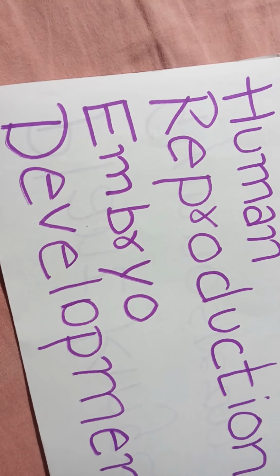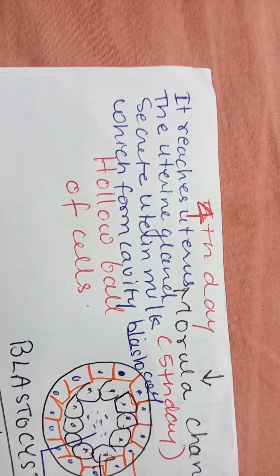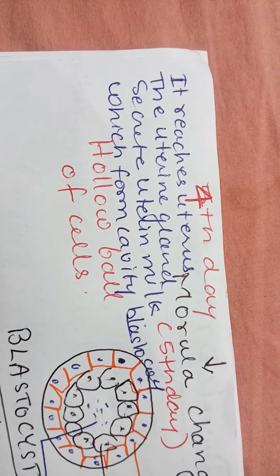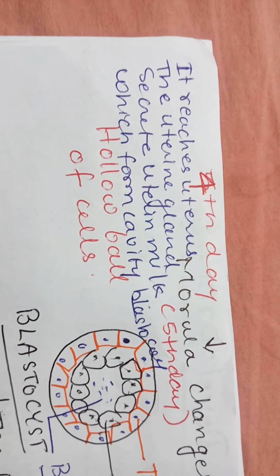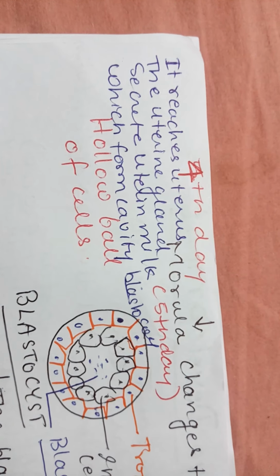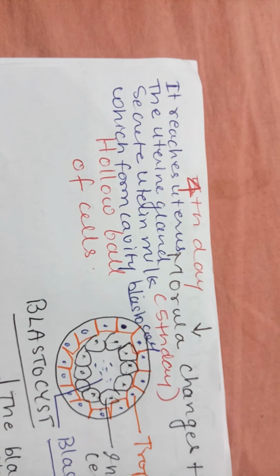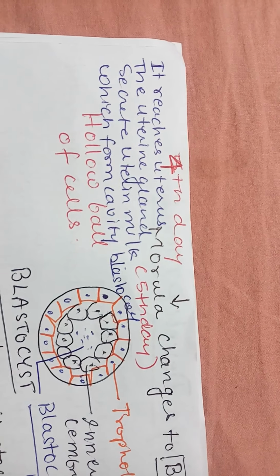Now on the next day, the 4th day, it reaches the uterus, and the uterine glands secrete uterine milk, which forms the cavity. Actually this uterine milk flows through the trophoblast and the inner cell mass and gets accumulated, and this results in the formation of a cavity called blastocele.